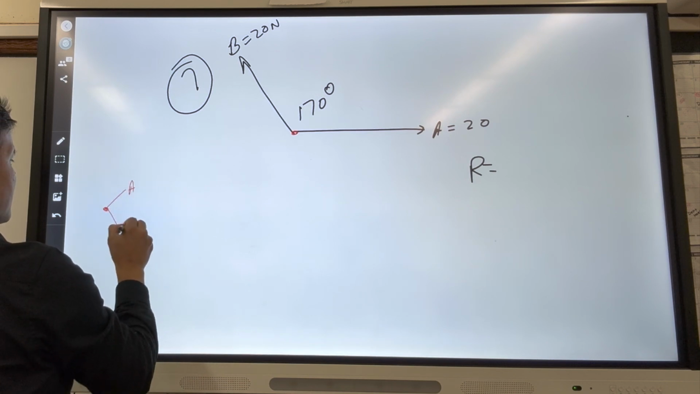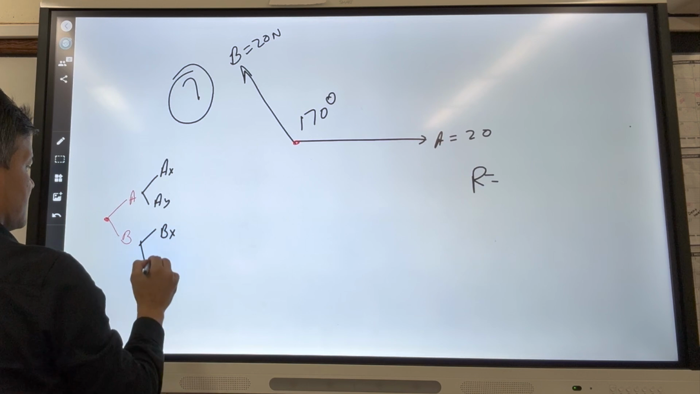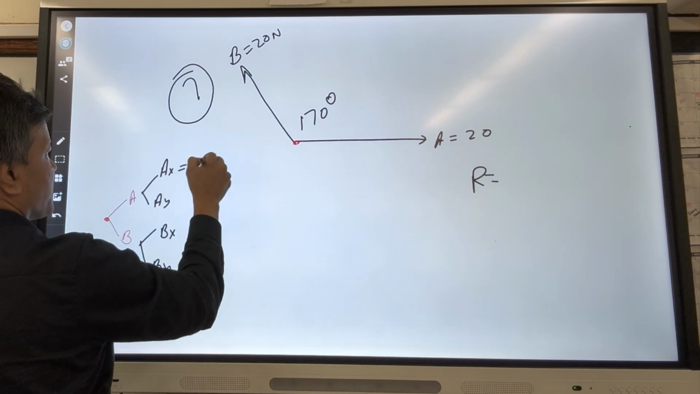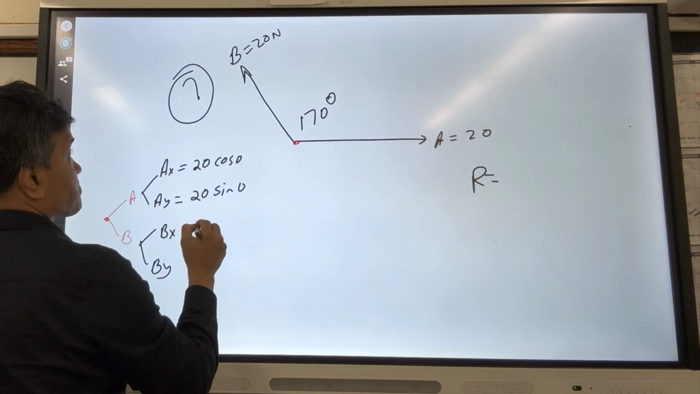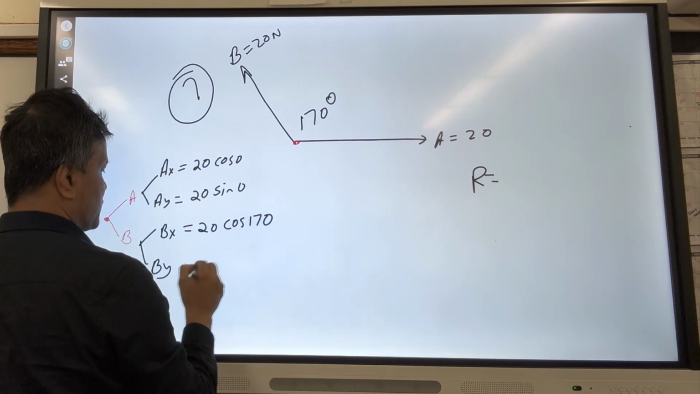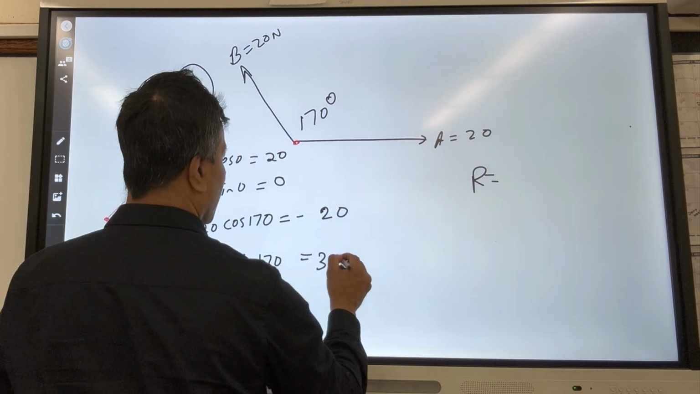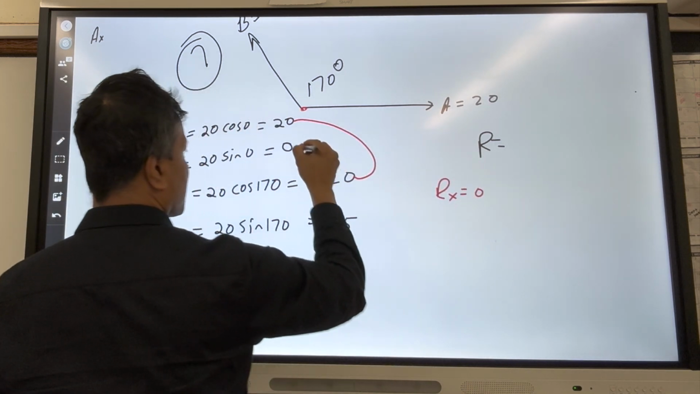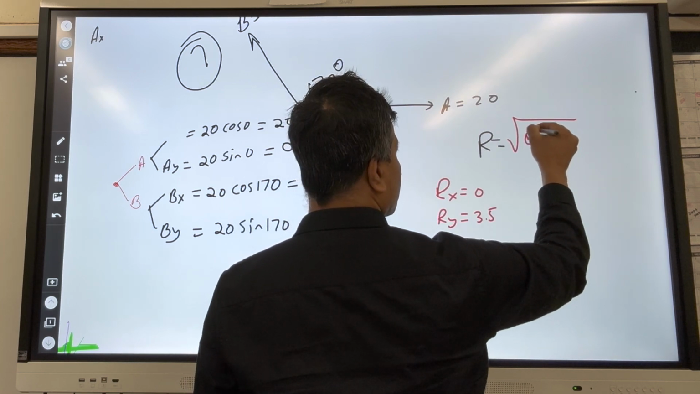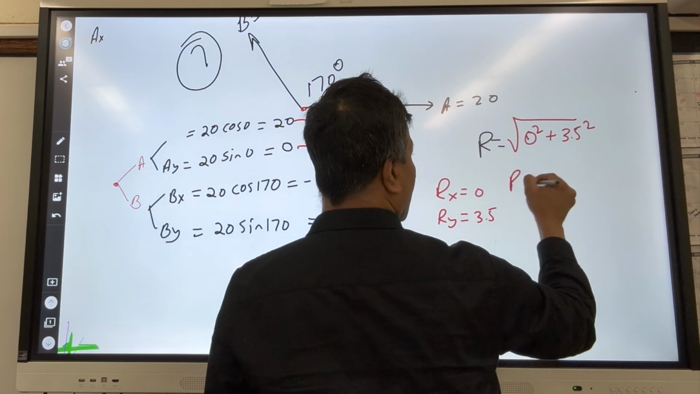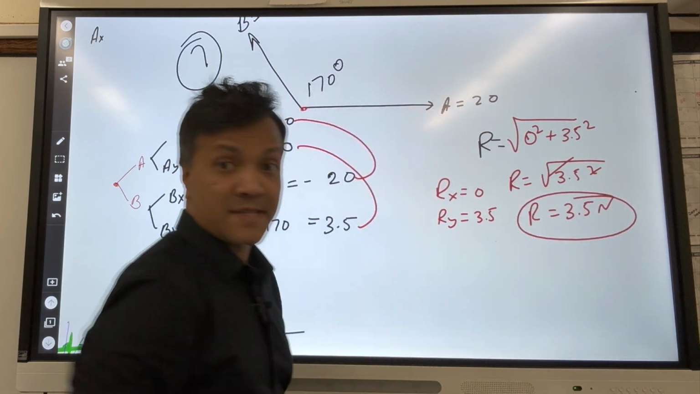What are the two forces? A and B, right? What is A? A is AX and AY, and BX and BY. What is AX? AX is 20 cosine 0, 20 sine 0, right? And 20 cosine 170 and 20 sine 170. Okay, so this one is 20, this one is of course 0, 3.5. So Rx is 0, this is your Ry is 3.5. So R is square root of Rx squared, which is 0 squared, plus 3.5 squared. So the square root cancels, and R is 3.5 Newton. Okay, so that is question number 7.